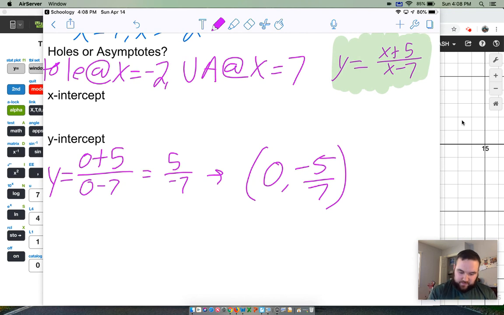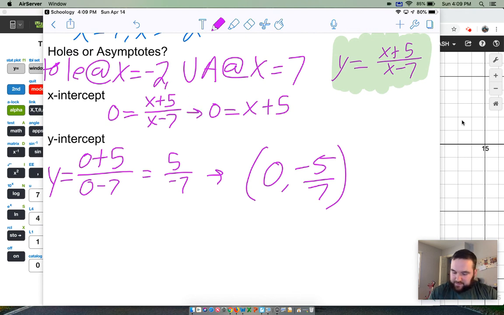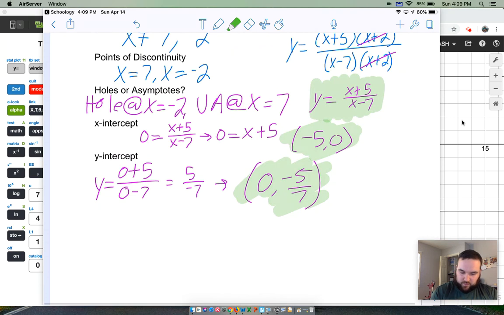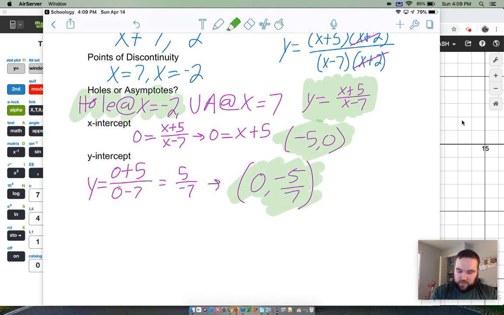And then for the x-intercept, that means y has to be 0. So I've got x plus 5 over x minus 7. Again, in order for a fraction to equal 0, the top of the fraction has to equal 0. The numerator has to be 0. So that means if x is negative 5, that will give me a y value of 0. So I've got the simplified version, I've got my asymptotes, and I've got one hole in the graph and one vertical asymptote.